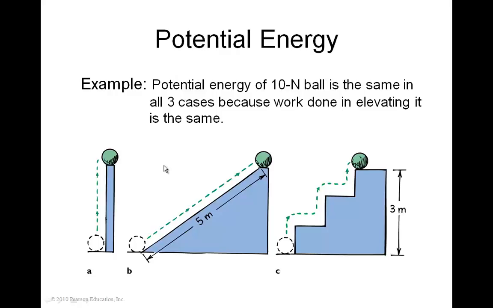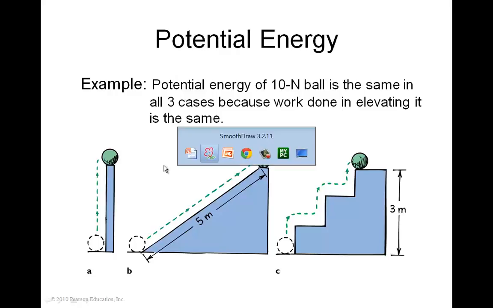Okay, here's another example of potential energy. Here, we've lifted a ball straight up 3 meters. Here, we've taken the same ball and we've lifted it up a total vertical distance of 3 meters. Here, we've taken this ball, we've rolled it up a hill 5 meters, but the vertical distance that we've changed it is only 3 meters. So you only look at the vertical distance to figure out gravitational potential energy. How much higher is it? Doesn't matter about the horizontal distance. This one is 3 meters higher. This one is 3 meters higher. This one is 3 meters higher.